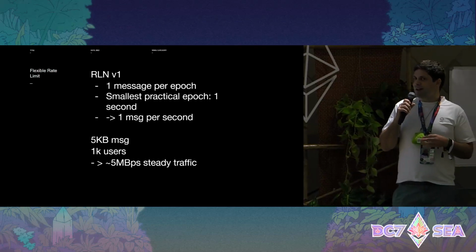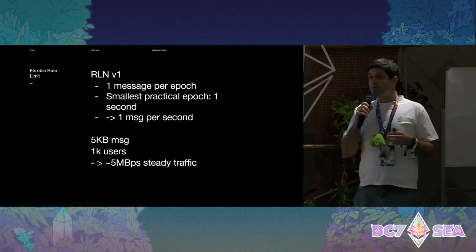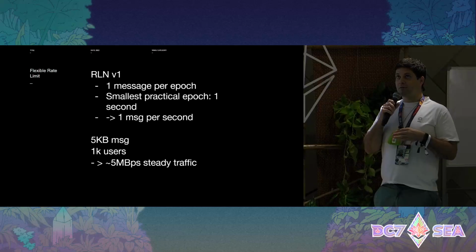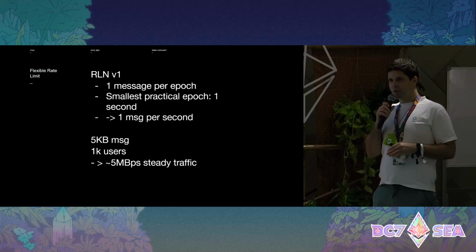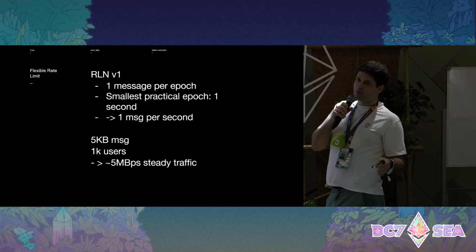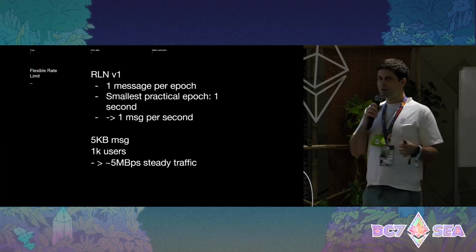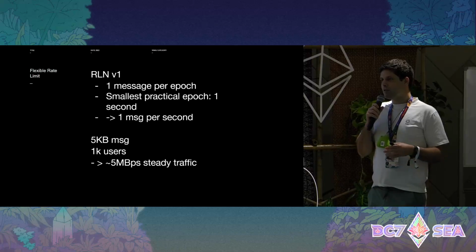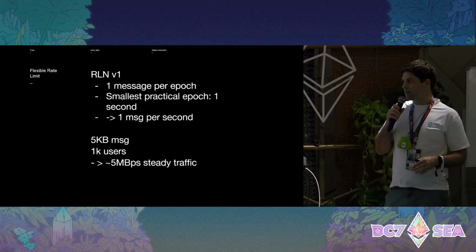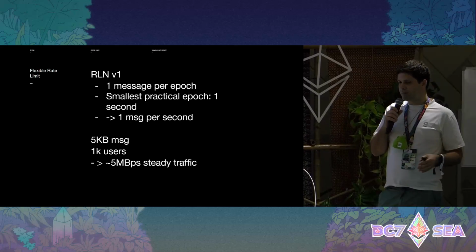The idea is to rate limit how many messages the publisher can send on the network, so that we can cap the bandwidth on the network, so that when you use Waku on your mobile phone, on your laptop, on your household broadband, you know that you're not going to consume all your data, as well as you know that you can still be part of the network.